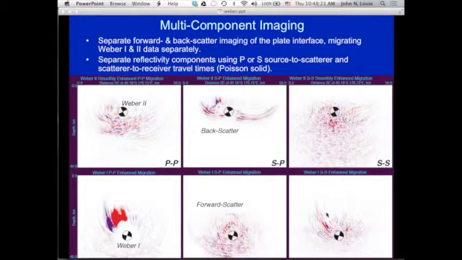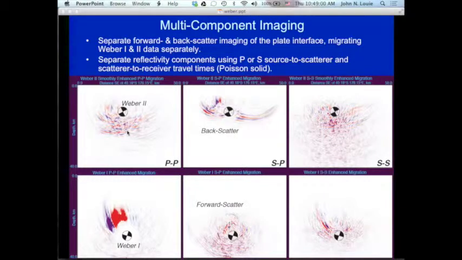Okay, now here's my real answer about what I did with the surface waves. We're looking here at six components of migration. The unique thing about this Weber sequence and the slab interface, in terms of imaging the slab interface, is that I can separate backscatter images from forward scatter. So I have three different modes of reflectivity here. And how do I distinguish between modes of reflectivity? It's just in the travel time.